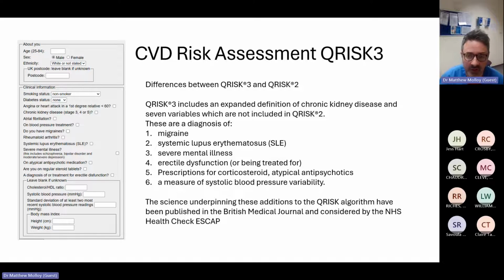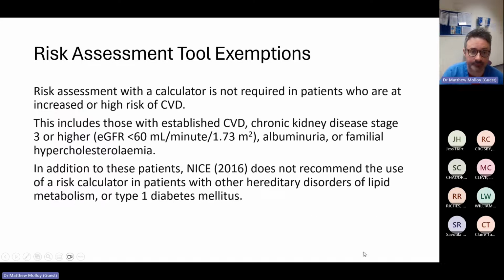Whereas in QRISK2 there was no weighting given to standard deviation, QRISK3 takes into account the variability of blood pressure readings rather than only the most recent. And then obviously height and weight.